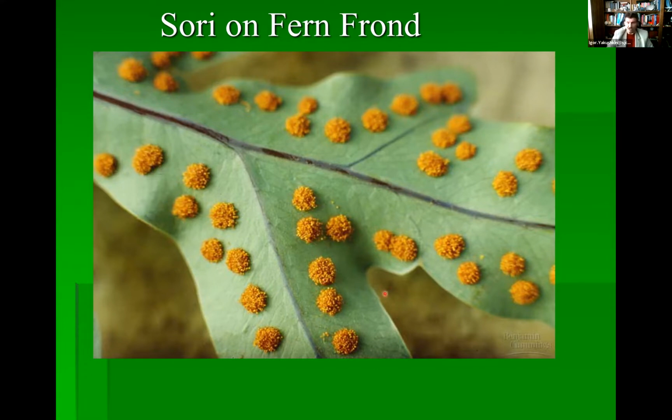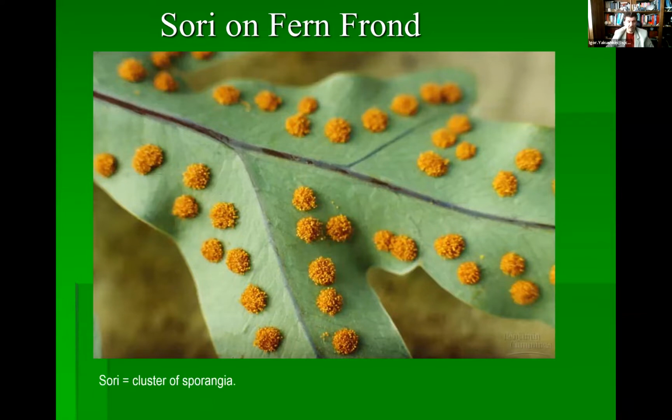Again, they're producing a lot and a lot of spores. Why? To overcome the difficulties that the spore will have to get transported by the wind and end up in a comfortable environment to start growing into a prothallus and then gametophyte, all that particular stuff. So to overcome that, they're producing tons of spores.